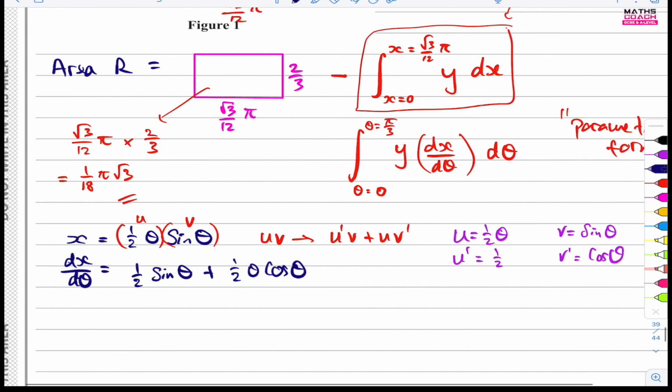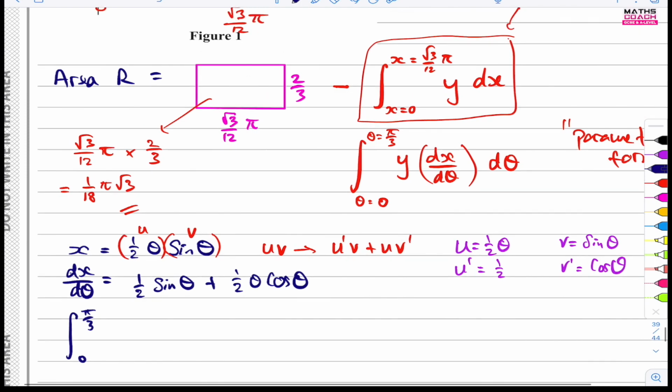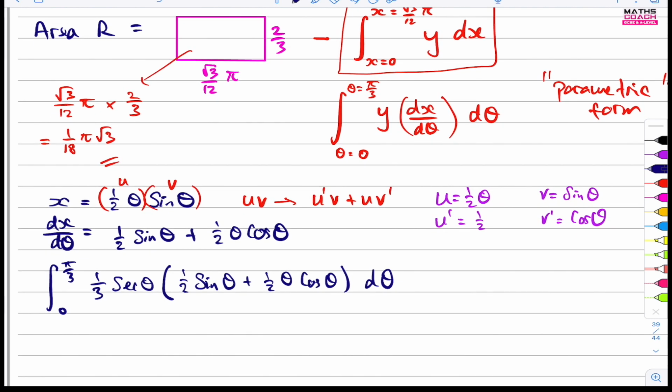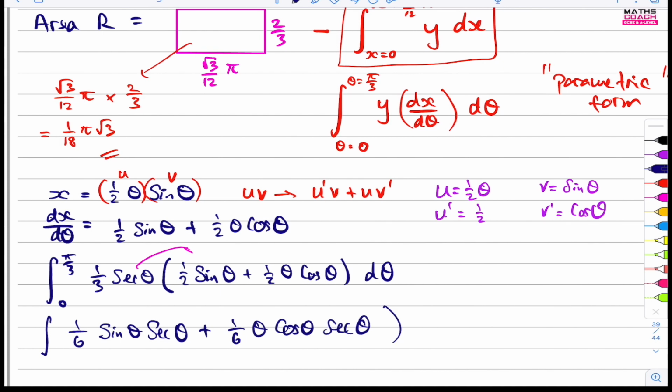If we now substitute all of that into our integration, the integration will be between 0 and pi by 3 of y, which is 1/3 of sec theta. So that's 1/3 times sec theta multiplied by dx d theta, which is a half times sine theta plus a half theta cos theta d theta. Now, if we multiply the 1/3 sec theta into the bracket, 1/3 times 1/2 is 1/6, and we get 1/6 sine theta times sec theta plus another 1/6 theta times cos theta times sec theta, all with a d theta and 0 and pi by 3 there.